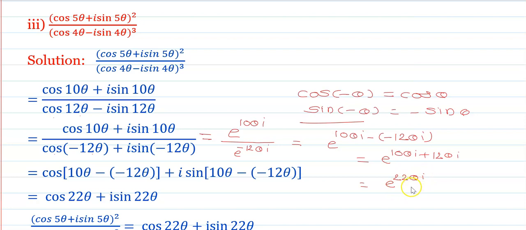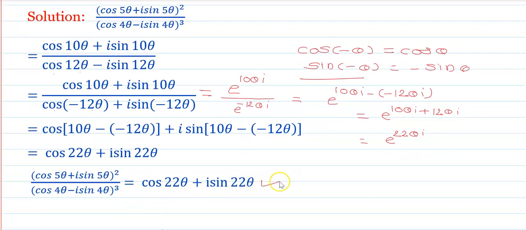E raised to 22 theta i means what? Cos of 22 theta plus i times sin of 22 theta. And hence here the cos of 10 theta minus in bracket cos of 12 theta plus i times sin of 10 theta minus in bracket minus 12 theta. This minus will become plus and then you will get cos of 22 theta plus i times sin of 22 theta and hence the answer.